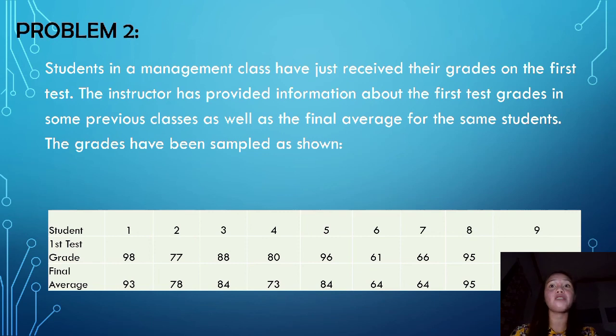Problem 2 has the x variable, the first test grade, and the y variable is the final average. So it is the same process as Problem 1 for Problem 2.